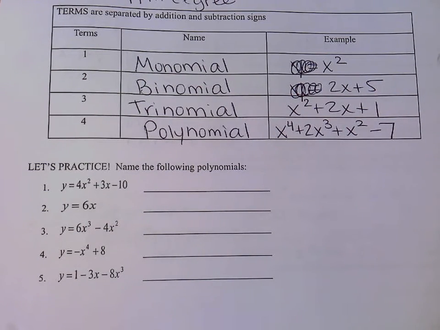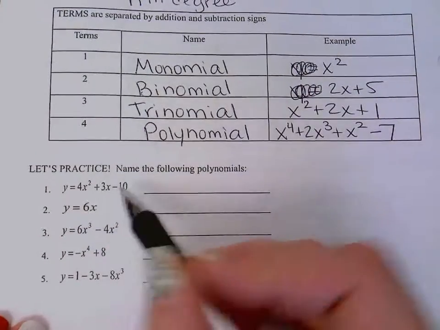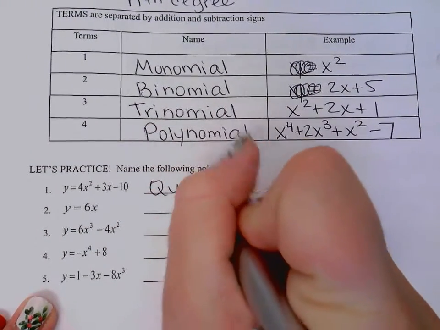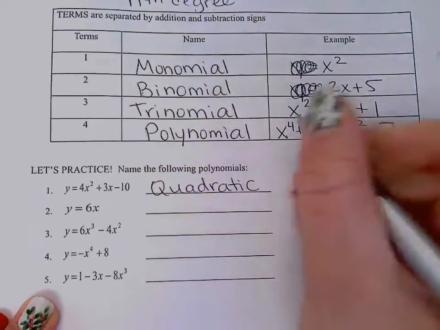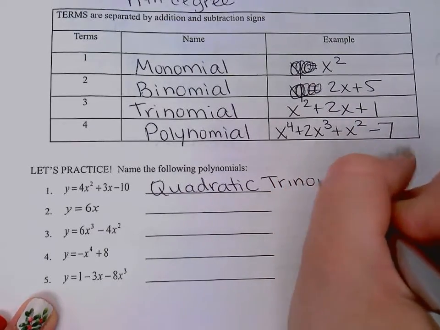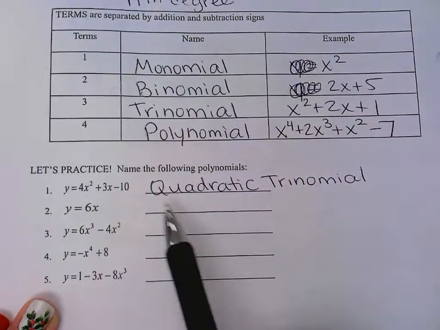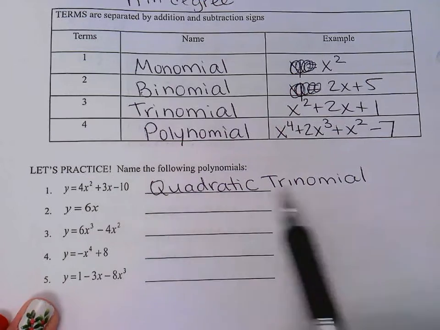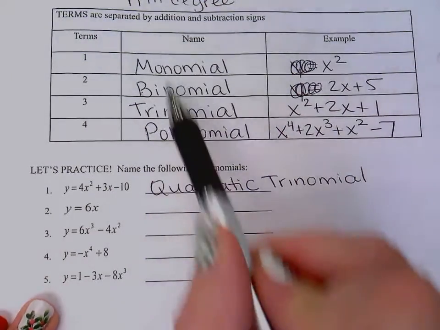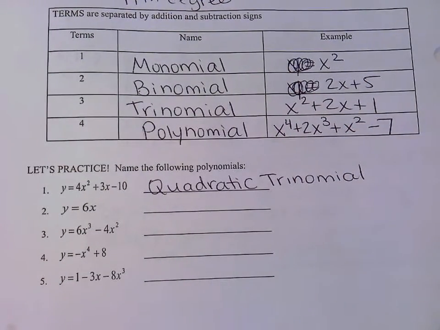So for example, number 1, the degree of this is quadratic. So I would call this a quadratic trinomial. So you're using like an adjective of the degree to describe how many terms it has. So that's called a quadratic trinomial. See if you can just kind of quickly do the others.